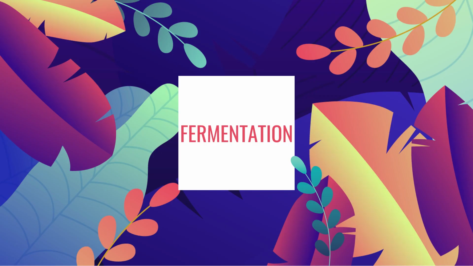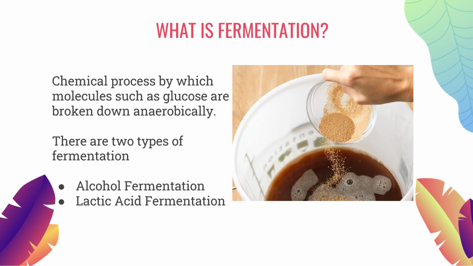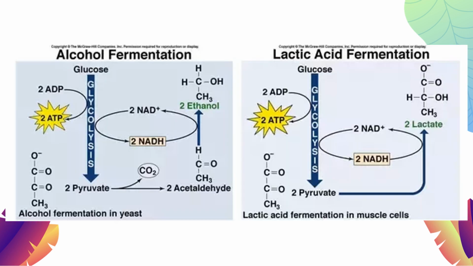The third topic that we are going to talk about is fermentation. What is fermentation? This is a chemical process by which molecules such as glucose are broken down anaerobically. There are two types of fermentation, alcohol fermentation and lactic acid fermentation. On this slide, we can see the process diagrams of the two types of fermentation.